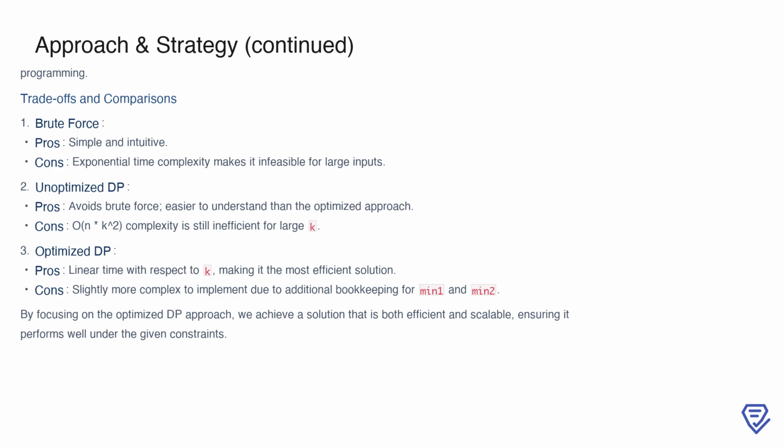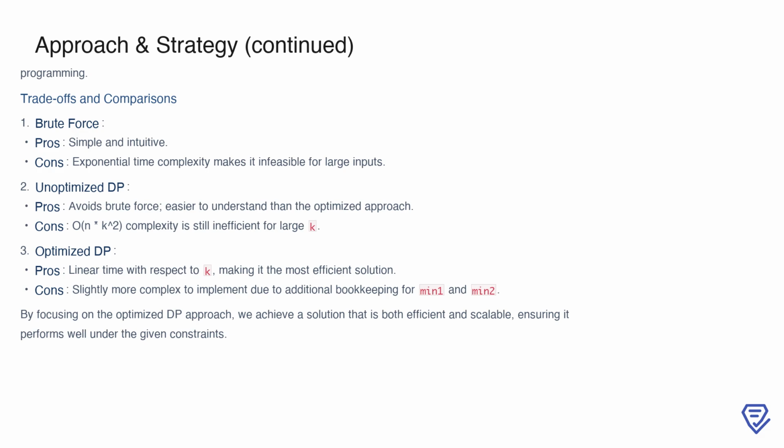The optimized dynamic programming approach stands out as the most efficient solution, with a linear time complexity in terms of k. By maintaining min1 and min2, we eliminate redundant calculations, making this approach scalable and well-suited for competitive programming scenarios. The main trade-off with the optimized approach is its greater implementation complexity due to the bookkeeping required for the two minimums. However, this additional complexity is justified by the significant performance gain.